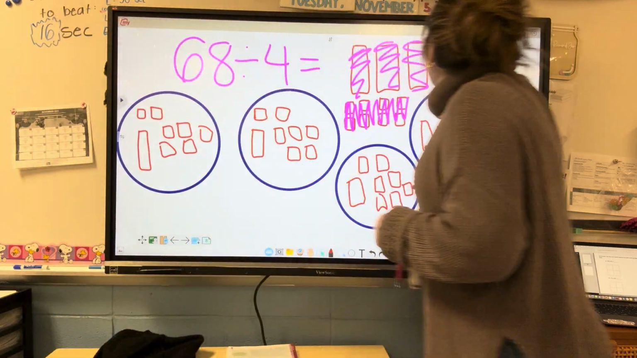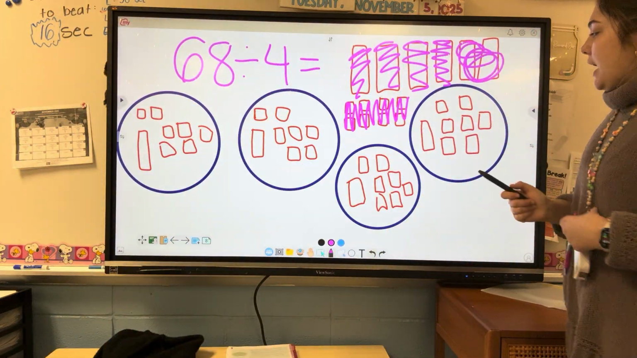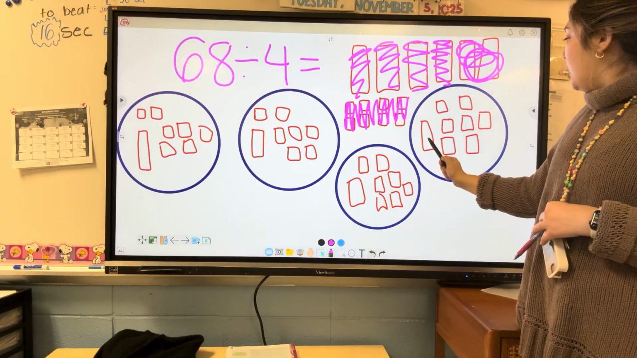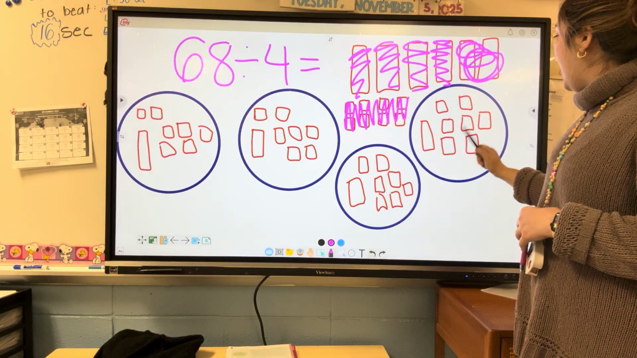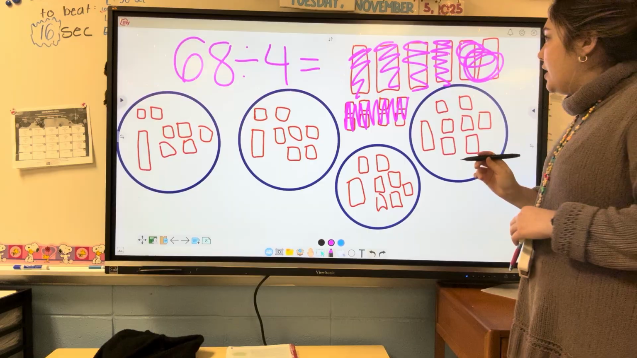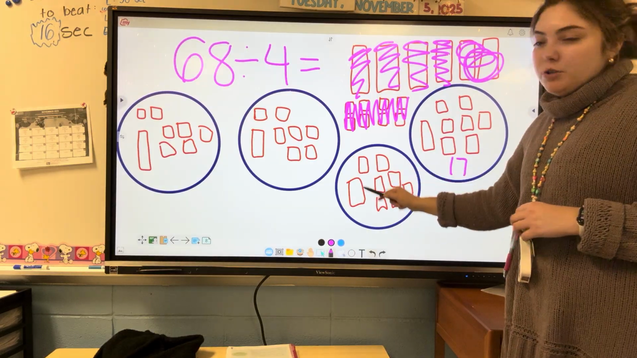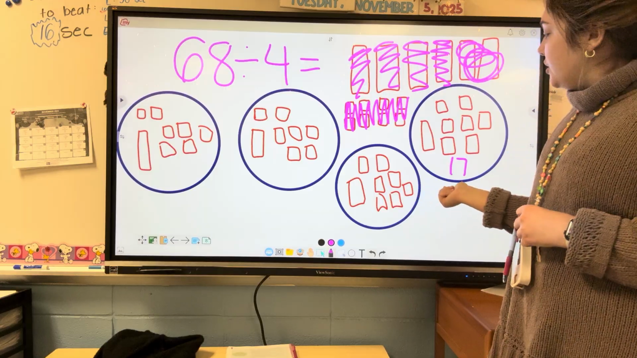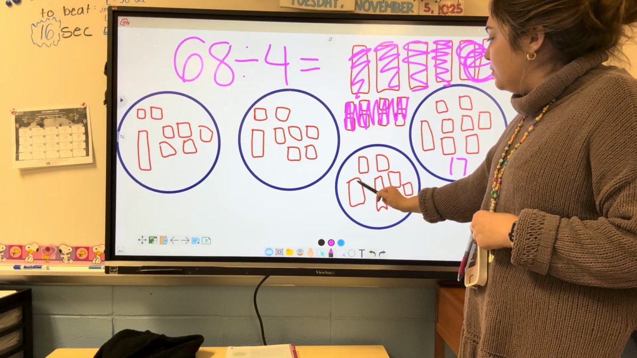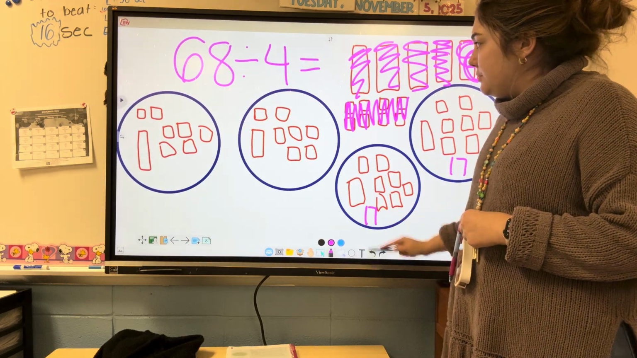Okay, now I've got both my 20s gone. I'm going to ask them, how much is in here? I have 1 rod and 1, 2, 3, 4, 5, 6, 7. So how much is in here? They're going to tell me 17. How much is in here? Which I would do a better job drawing this for them to where they can really see my cubes versus my rods. But they're going to tell me 17.